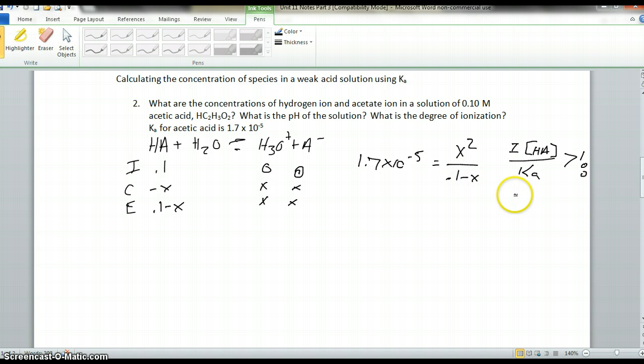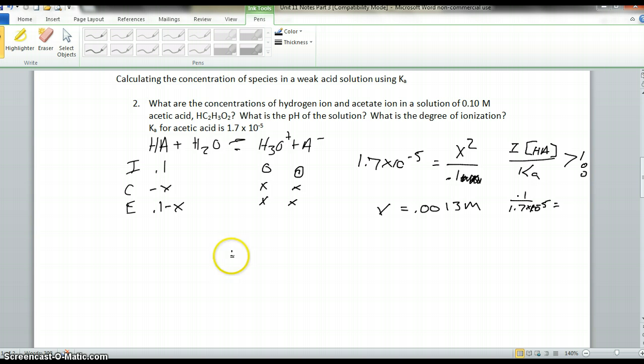So what that means is take 0.1 divided by 1.7 times 10 to the negative fifth, and it ends up being some big number greater than 100. So what that means is you can just do this. Say bye-bye to that. Now you just have to solve for x. So when you solve for x, you get 0.0013 molar. So our question asks, what's the concentration of hydrogen ion, which is hydronium, and acetate? It's 0.0013. We solve for x.